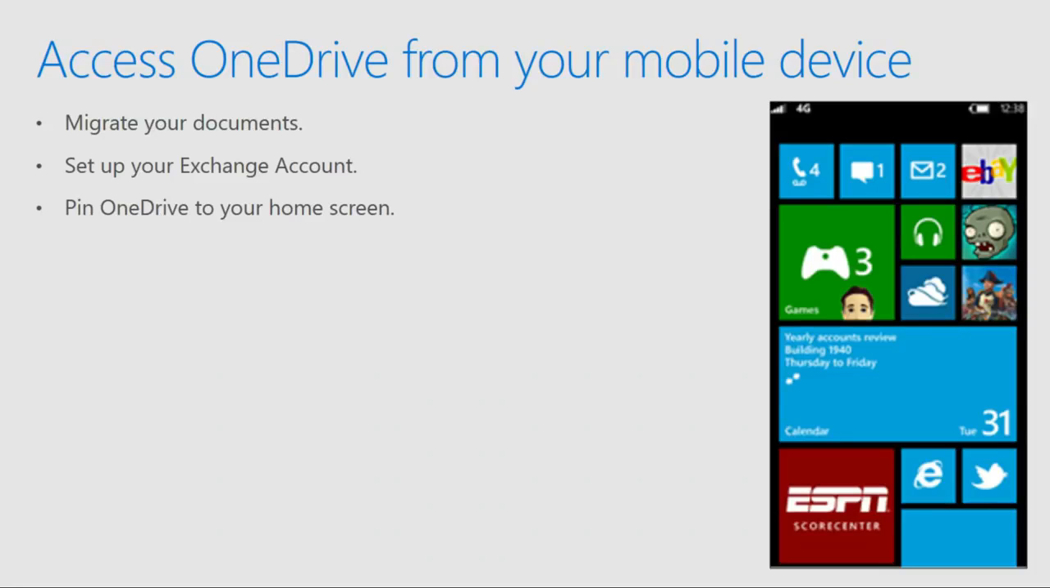You can access OneDrive from your mobile device, regardless of what kind of mobile device you have. There are applications out there for OneDrive for Business, and you can access your documents there. Let's say you're walking down the hallway and you're like, oh, I need to make a change in that Word document. You can open it up on your phone. You can set up your Exchange account on the phone too if you want to be able to check your email, of course. And you can also pin OneDrive to your home screen and allow you to access it easily.